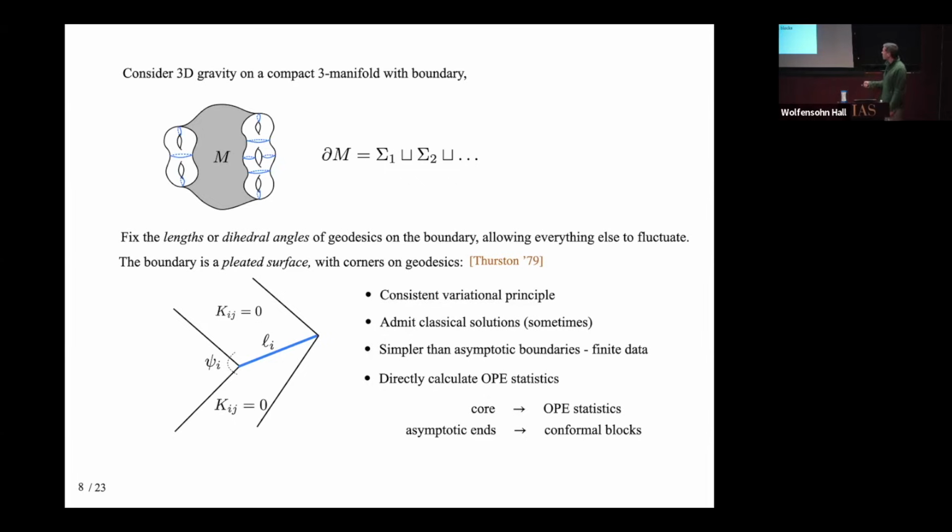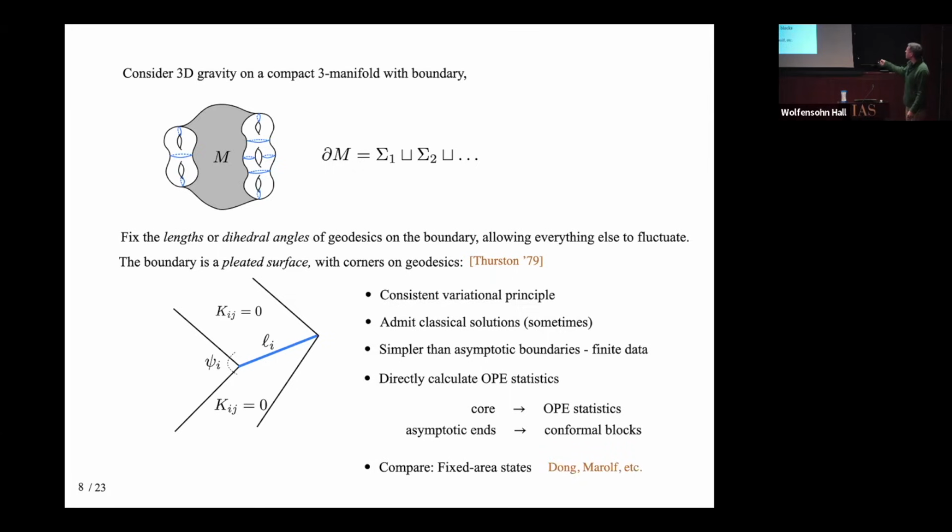The other advantage is that these boundary conditions allow you to directly calculate the OPE statistics, which is what we care about when we're studying the ensemble version of the duality. Roughly speaking, you can think of these compact manifolds in the core as calculating the OPE statistics, and the asymptotic ends that we've stripped off, those are responsible for the factors of C0 that we've normalized by, and for the conformal blocks that give a lot of complicated position dependence in the observables of the CFT.